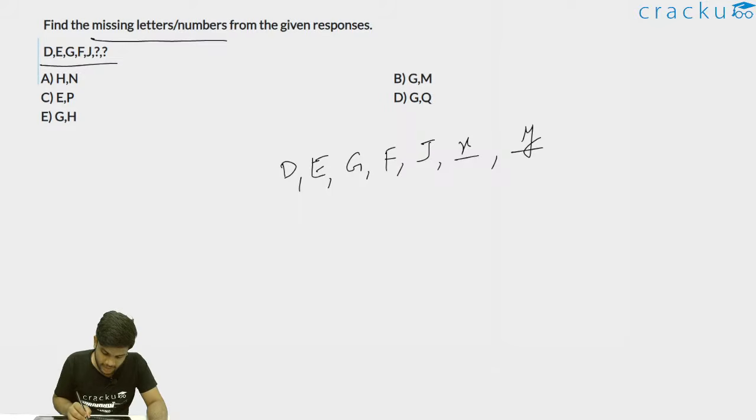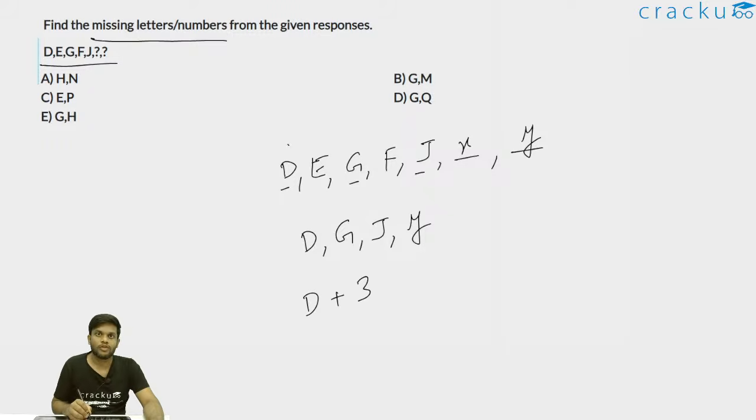Now let's look at it. If we look carefully, the odd digits are only in the odd places. So odd places are D, G, J and Y. Now if we look carefully here, if we add 3 to D, so E, F and G, we will get G. When we take the letter which is 3 units to the right of D, we get G.